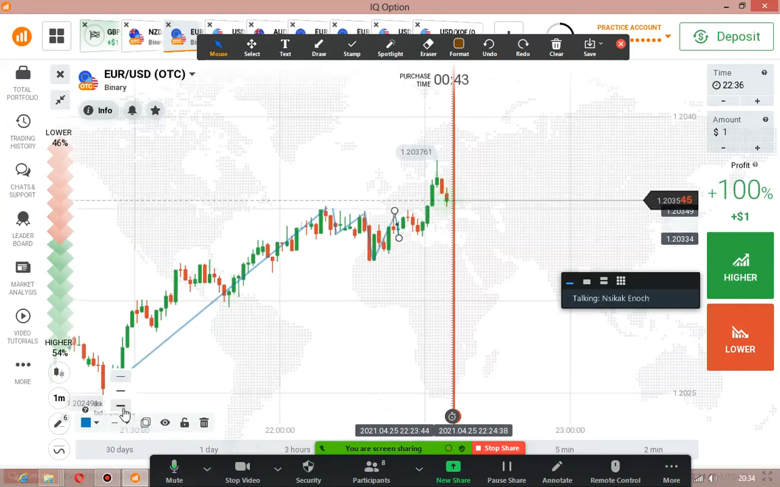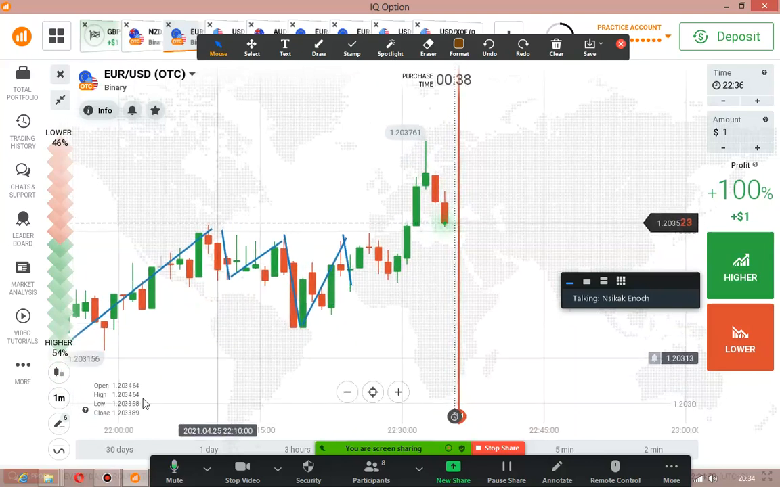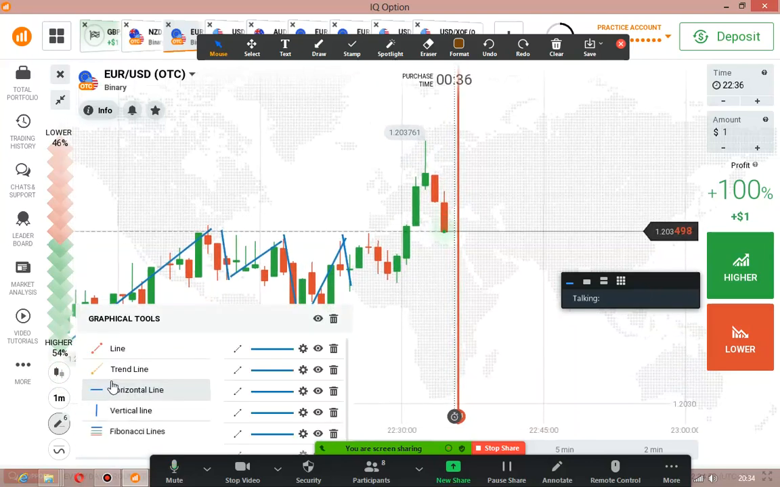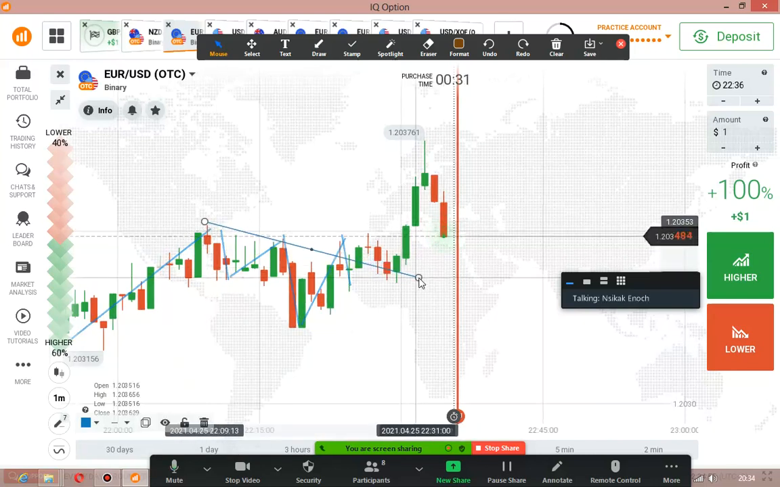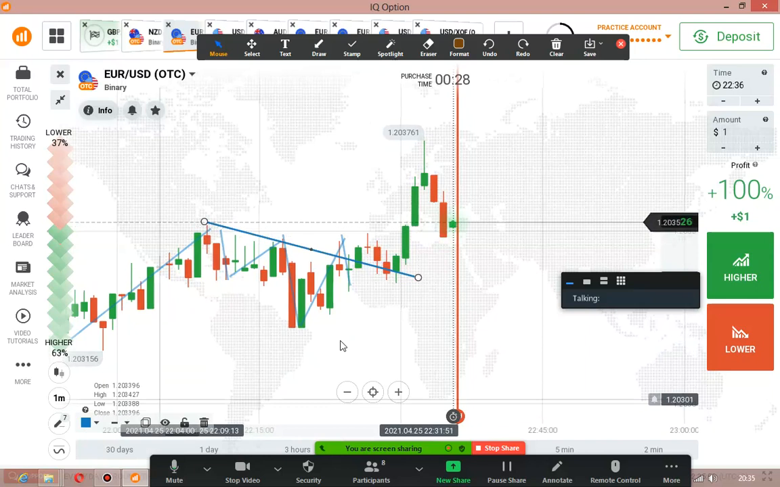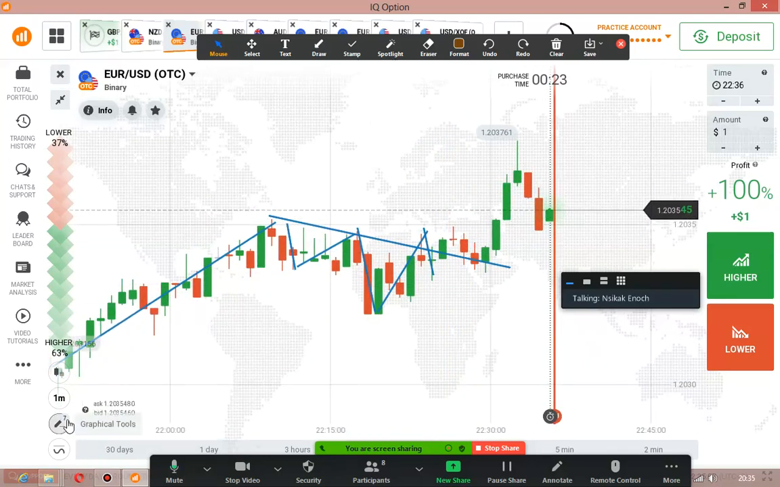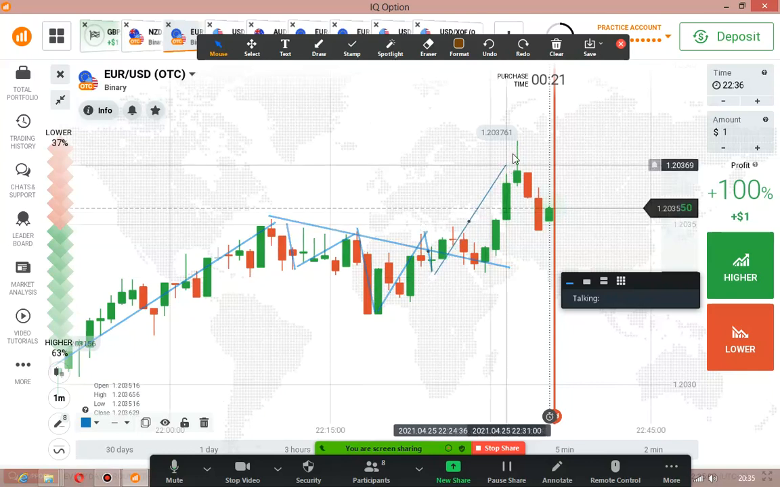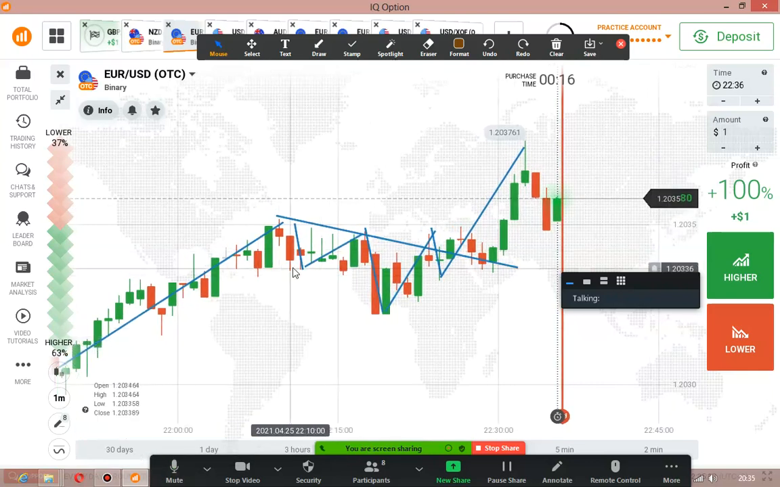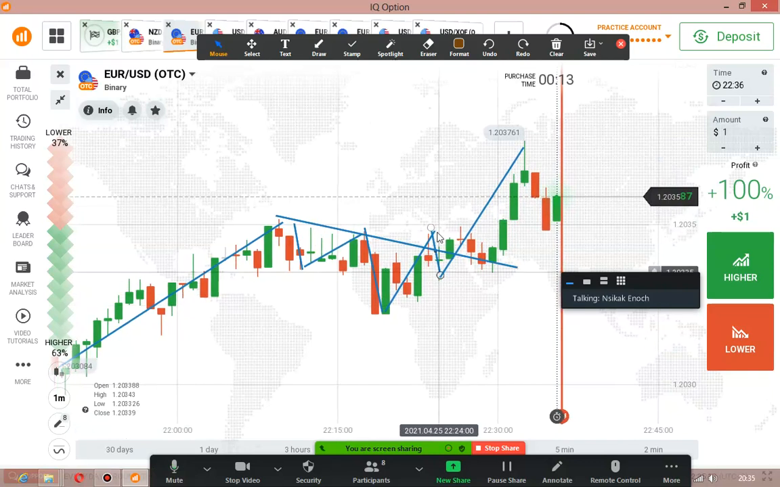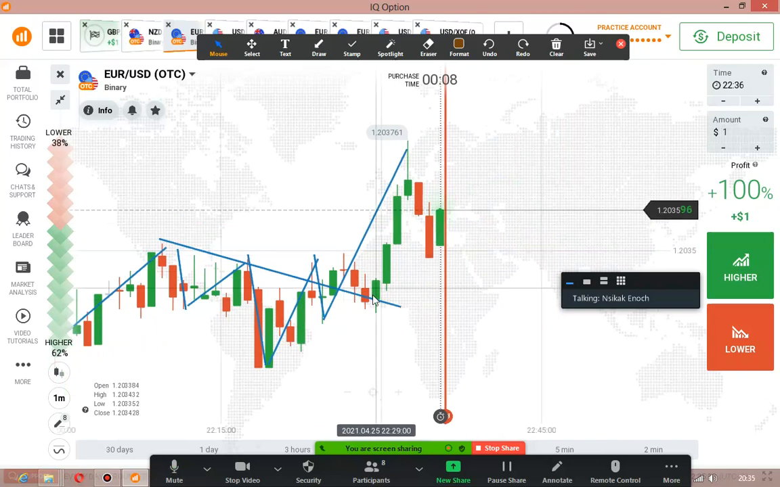So how does this pattern look like? Head and shoulder pattern, right? Like an inverse head and shoulder pattern. This is an uptrend. Then the market creates the left shoulder, the head and the second shoulder. Then it looks like the market has broken the neckline. Now the market makes a pullback.